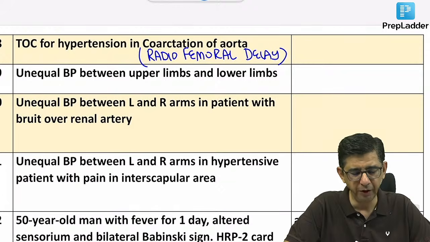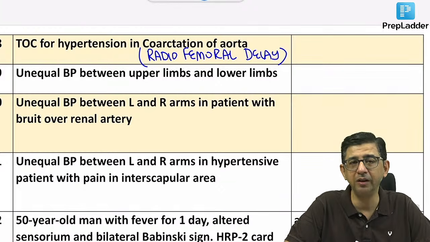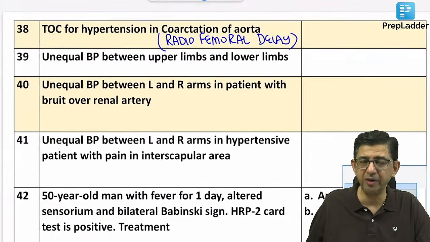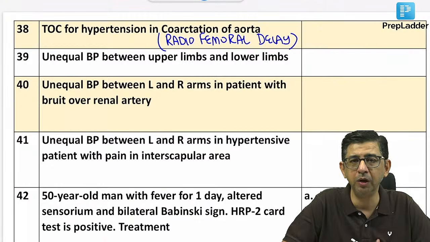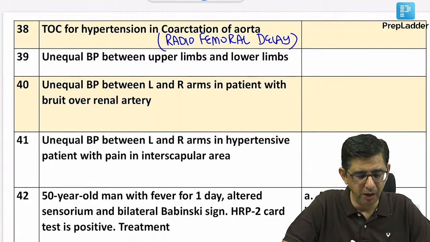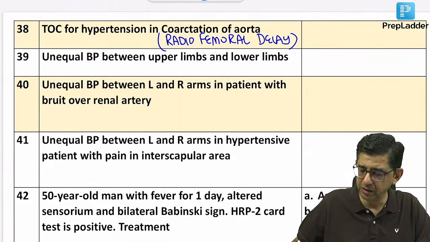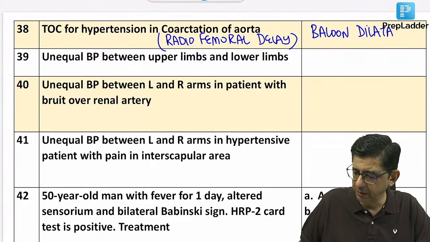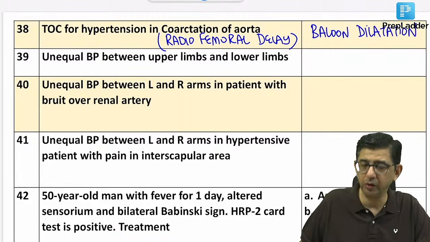Quick answers here. Radiofemoral delay is one of the hints that are given in the question. Others could be a difference in the blood pressure between the upper limb and the lower limbs of the patient, because BP in the legs would be lesser because there's a narrowing, and in the upper limb would be more. Guys, here the answer would not be drugs. The only scenario where you don't answer drugs for management in a hypertension case is for coarctation of aorta.